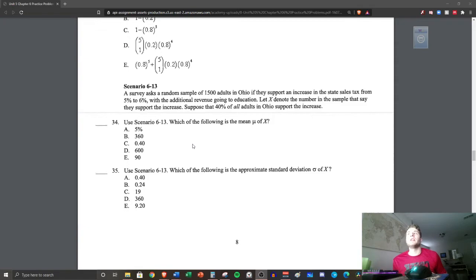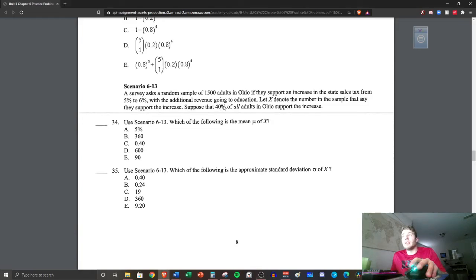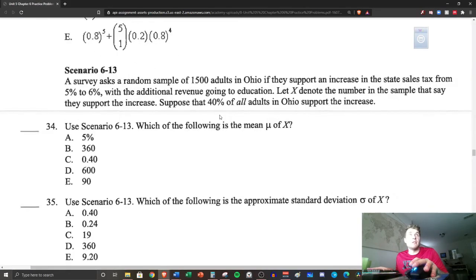adults in Ohio if they support an increase in the state sales tax from 5% to 6%, with the additional revenue going to education. Let X denote the number in the sample that say they support the increase. Suppose that 40% of all adults in Ohio support the increase. So it says, what is the mean? This is binomial because you're going to go up and ask somebody, do you support it or do you not? And you're counting the number that say I do support it or I don't. So it's binary. Each person you go to should be independent, right? That should make sense. Here it's giving us the probability that somebody is going to support it, 40%.